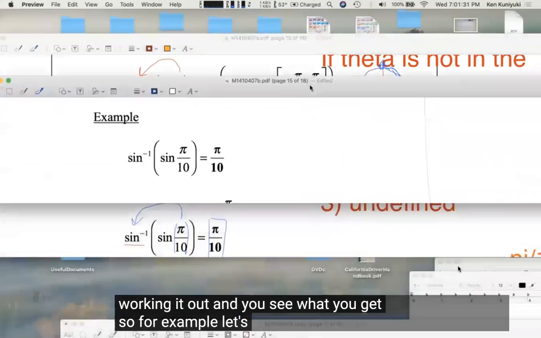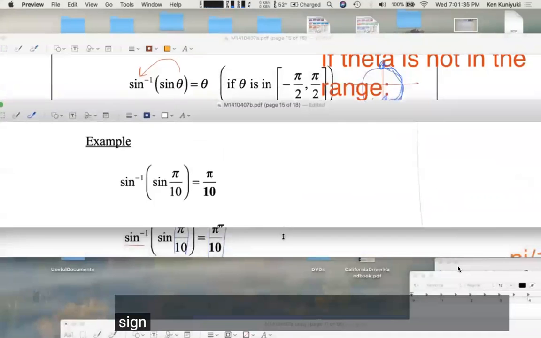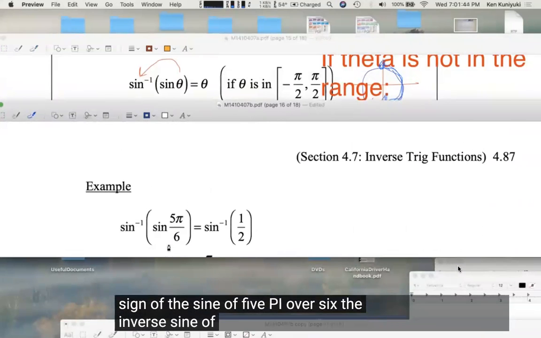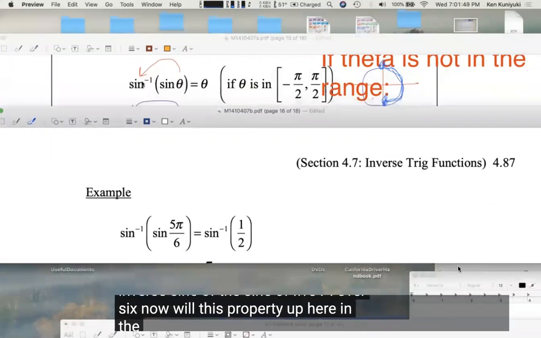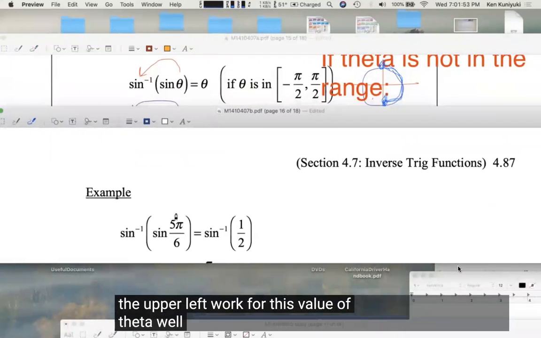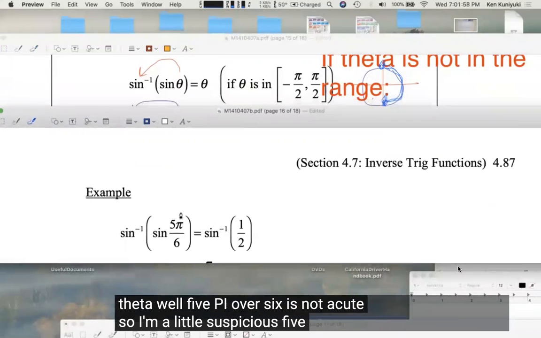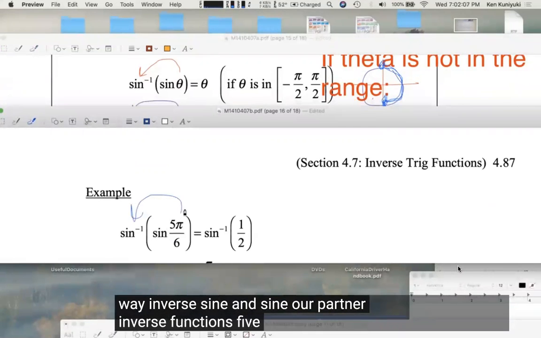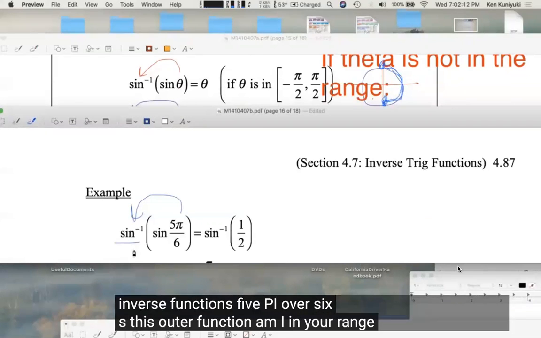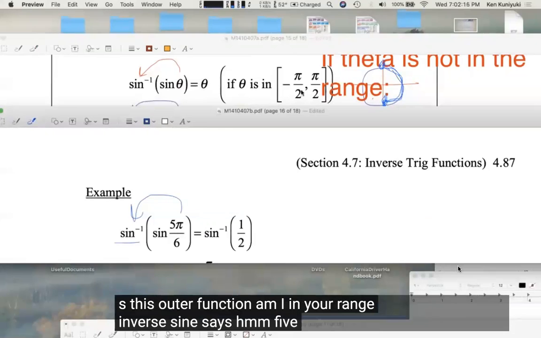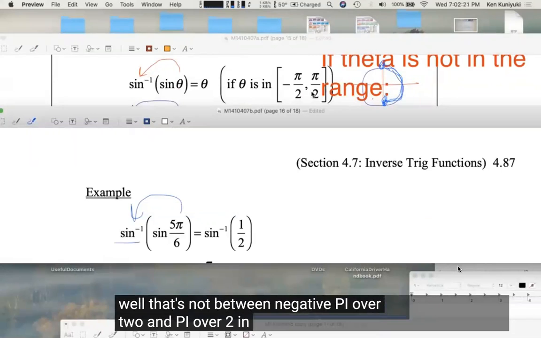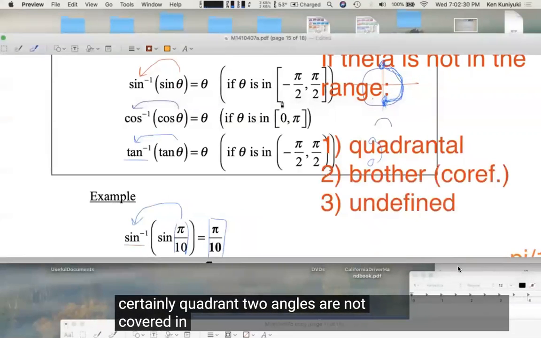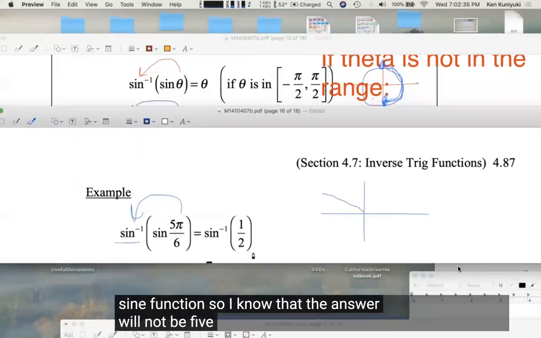So for example, let's consider the inverse sine of the sine of 5 pi over 6. Now, will this property up here in the upper left work for this value of theta? Well, 5 pi over 6, it's not acute, so I'm a little suspicious. 5 pi over 6 asks this outer function, and by the way, inverse sine and sine are partner inverse functions, am I in your range? Inverse sine says, 5 pi over 6, well, that's not between negative pi over 2 and pi over 2. In fact, you're not even in the right quadrant. 5 pi over 6 is a quadrant 2 angle. And certainly quadrant 2 angles are not covered in the range for the inverse sine function, so I know that the answer will not be 5 pi over 6.